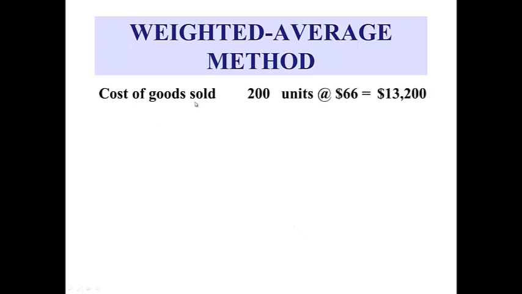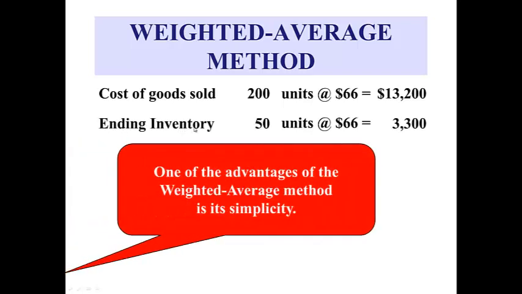So our cost of goods sold is the 200 units that we sold at $66 a unit for a total cost of goods sold of $13,200. That means our ending inventory with 50 units at $66 a unit is $3,300.